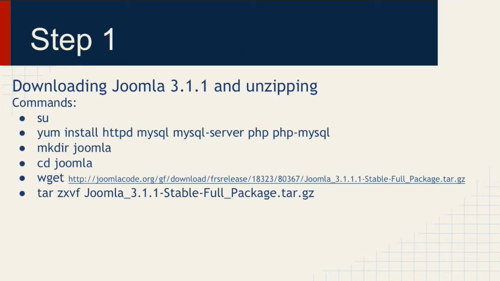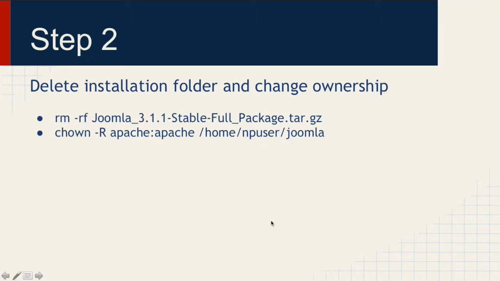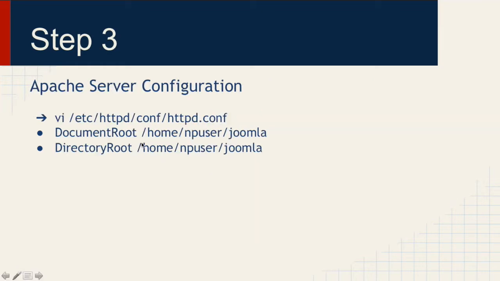So the step of downloading Joomla is to download Joomla 3.1.1 and unzip it. We have to yum install httpd, mysql, mysql-server, php, php-mysql, as well as create the directory Joomla. And we get the package from the website using wget. Then we unzip the package. Then we delete the installation folder and change ownership. So we rm -rf the Joomla package and we change the ownership to Apache.